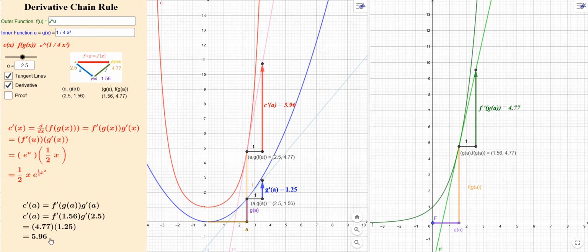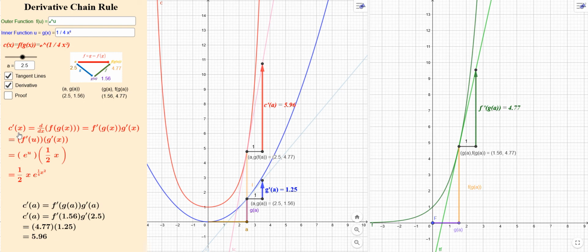Yeah, in fact, if you do take the 4.77 times the 1.25, you do get 5.96. There may be a little rounding off going on here, but they should turn out to be the same. So that's the slope that we get here on the tangent line. To work out the formula, here are the details worked out.